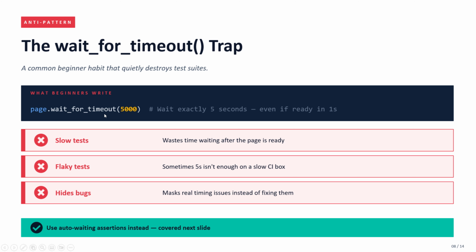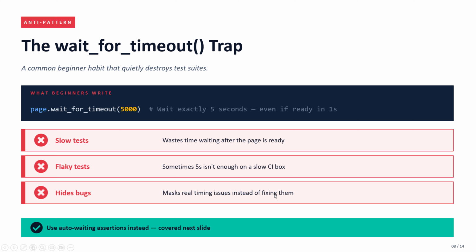Now, what happens if you're using this too much? So basically, it wastes time waiting after the page is ready. Sometimes 5 seconds isn't enough on a slow CI box, right? So in some cases, 5 seconds is not enough. You need more time, so that needs to be dynamic. That shouldn't be a static value. Okay? Then it masks the real timing issues instead of fixing them.